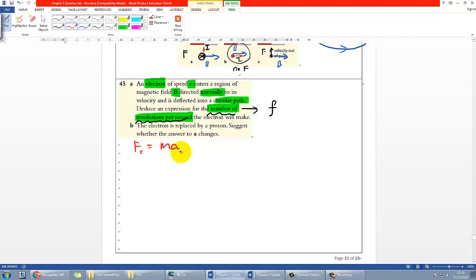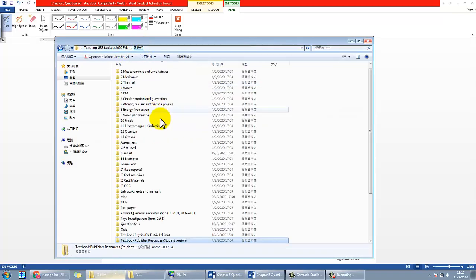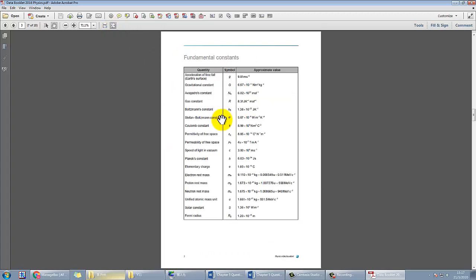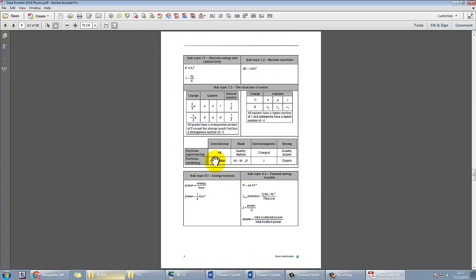So centripetal force, centripetal acceleration. Force would simply be BVQ, because the angle is 90, so we will just skip it. And mass for the electron, of course. And for the acceleration, you have many choices. It would be best if you could simply look at the data booklet, which you learned in chapter 6.